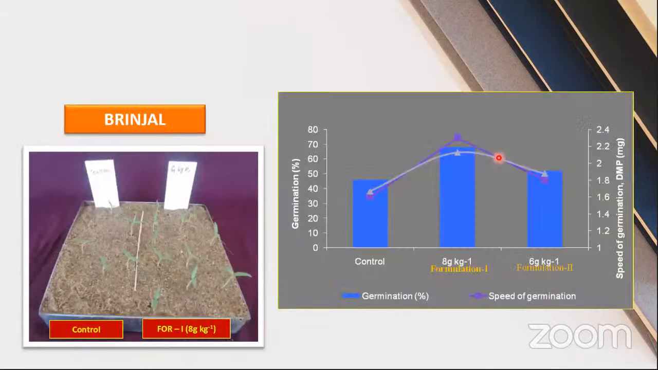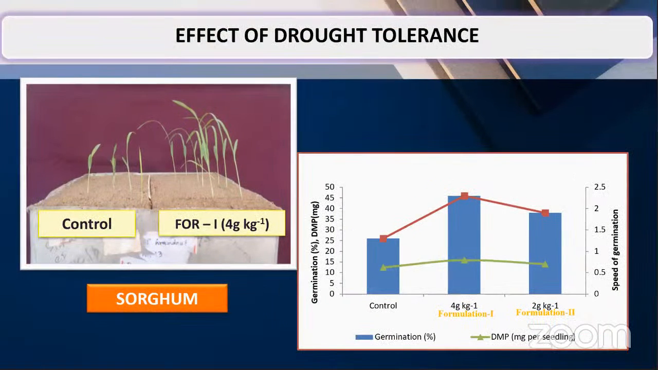Under drought also, there is some effect. You can see in this tray, this is the number of seedlings of the coated seeds, and this is control. Compared with control, the speed of germination and the germination percentage increase under drought conditions. So this is for sorghum, the same effect you can see.